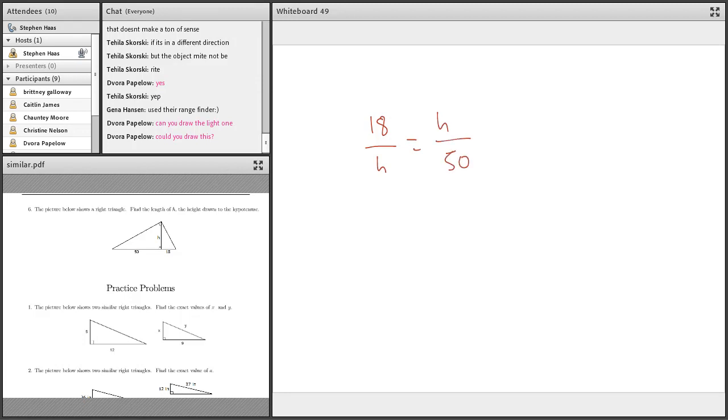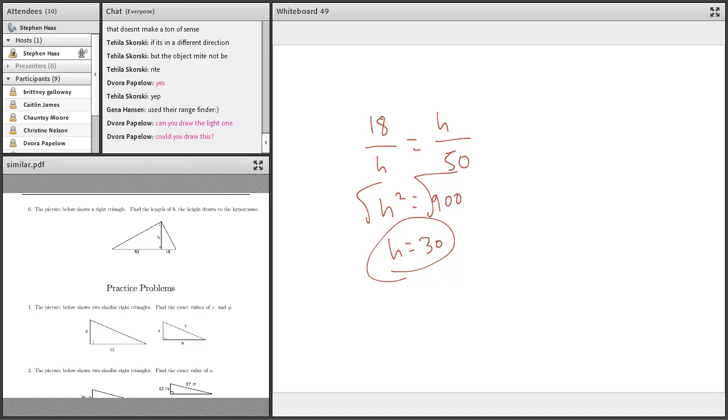So h times h is h squared. 18 times 50 is 900. And so you take the square root of each side, and h is the square root of 900, which is 30. So the h would actually be 30.